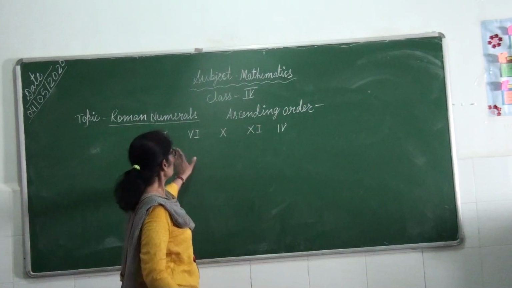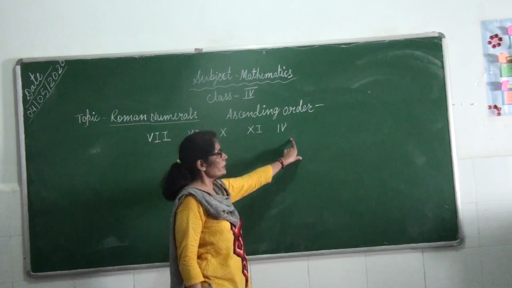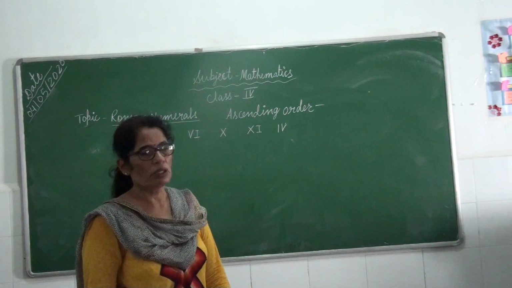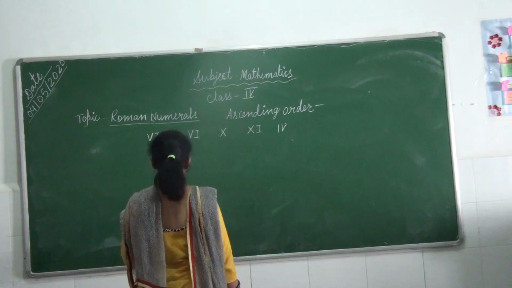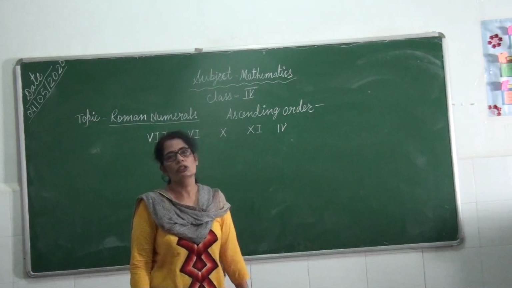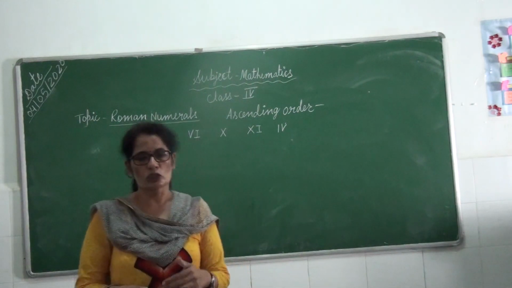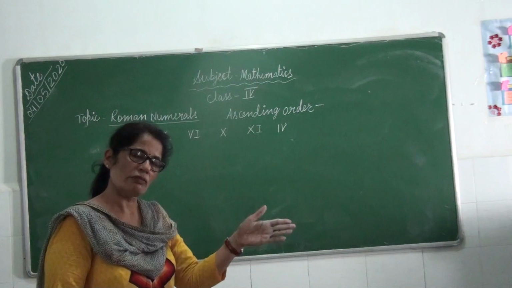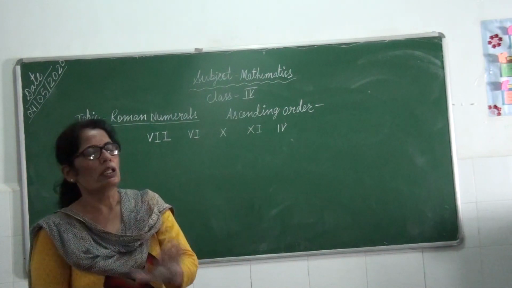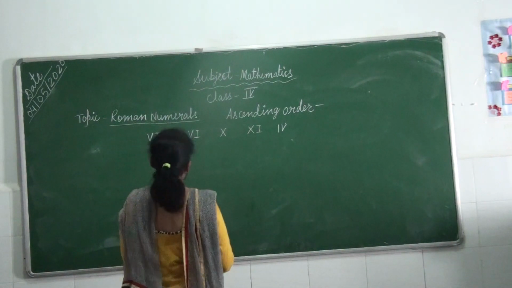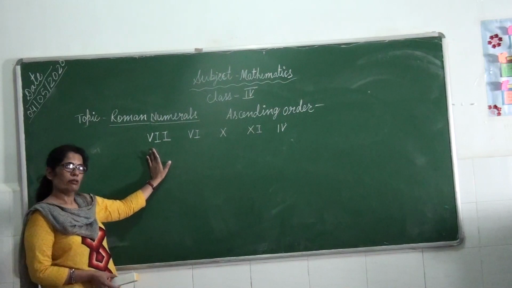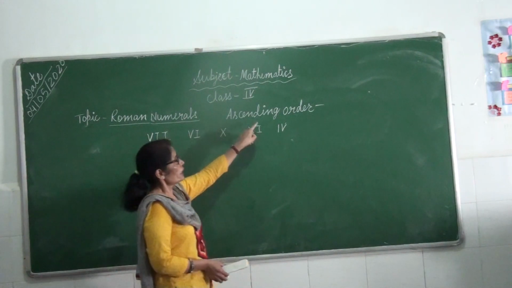हमको इन रोमन न्यूमरल्स को किस ऑर्डर में अरेंज करना है, ascending order. Always you saw that in assembly, when you join the assembly, in which order you are standing there. किस ऑर्डर में आप खड़े होते हो. Always you know the smaller child will come first, after that greater, and the greatest height child will go last. सबसे लास्ट में जाता है. So in this order we have to write the smaller numeral first because we have to write the ascending order.